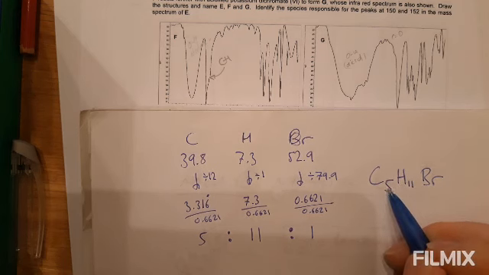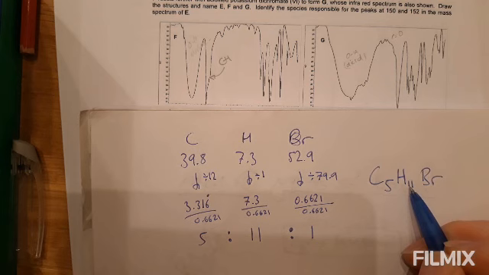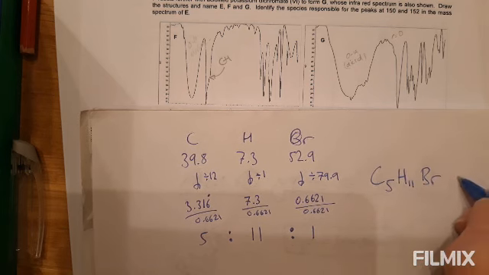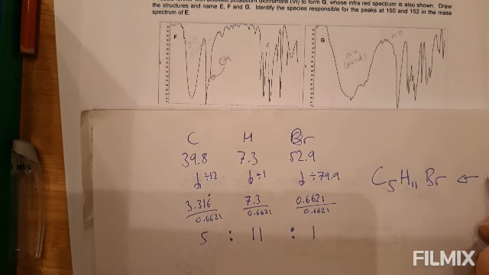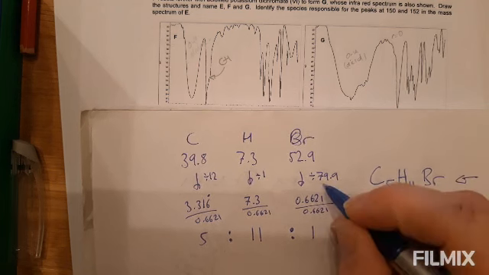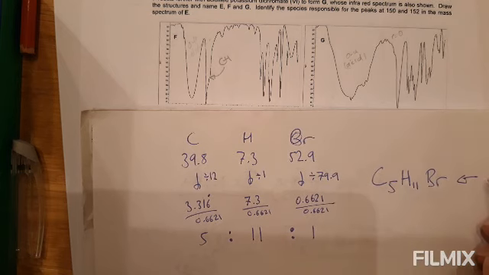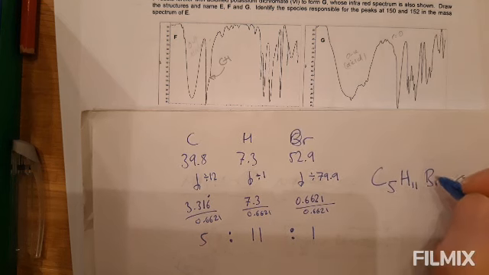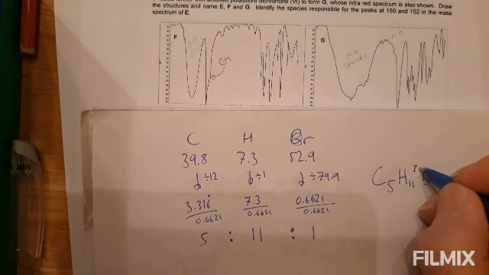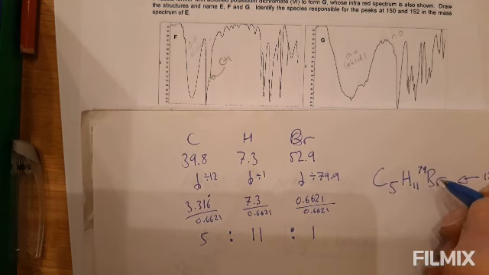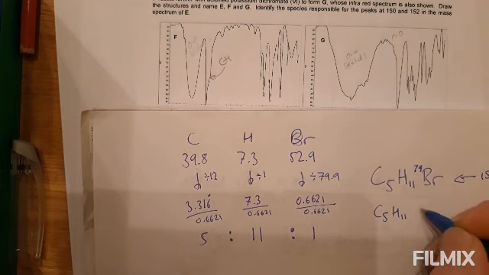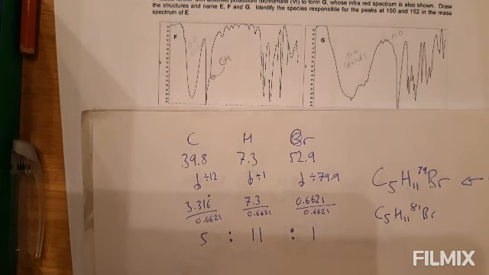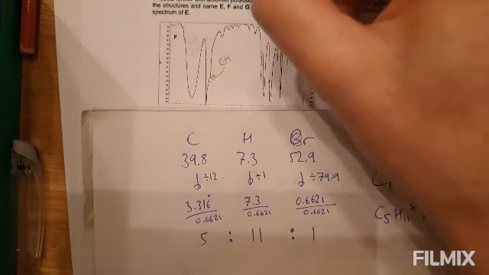Right, 12 times 5, 60, plus 11 is 71, plus 79.9, or 80. That's going to weigh 151. But the thing is, bromine comes in 2 isotopic forms. So you could have C5H11 with a bromine that weighs 79, or you could have C5H11 with a bromine that weighs 81. All right? That's all that sentence means.